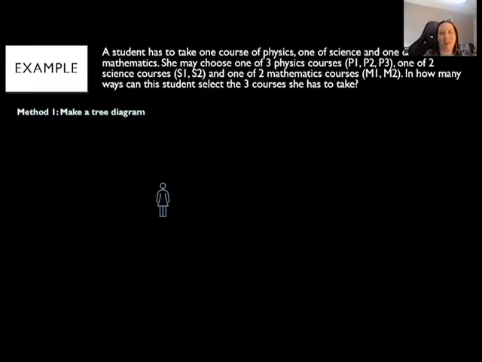Let's take a look at another example. A student has to take 1 course of physics, 1 of science, and then 1 of mathematics.